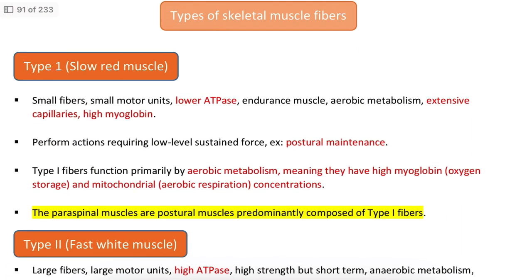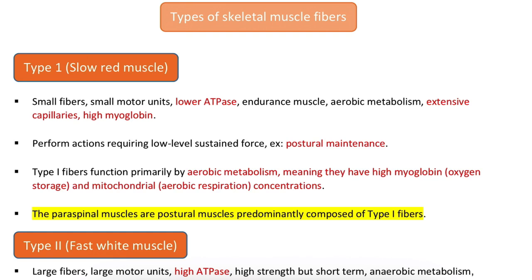types of skeletal muscle fibers. The muscle fibers have some types. Skeletal muscle is made up of different types of fibers that serve different functions. They are broadly divided into two types, type 1 and type 2. First we are going to discuss type 1, also known as slow or red muscle. The type 1 fibers are also called slow twitch or slow oxidative fibers.